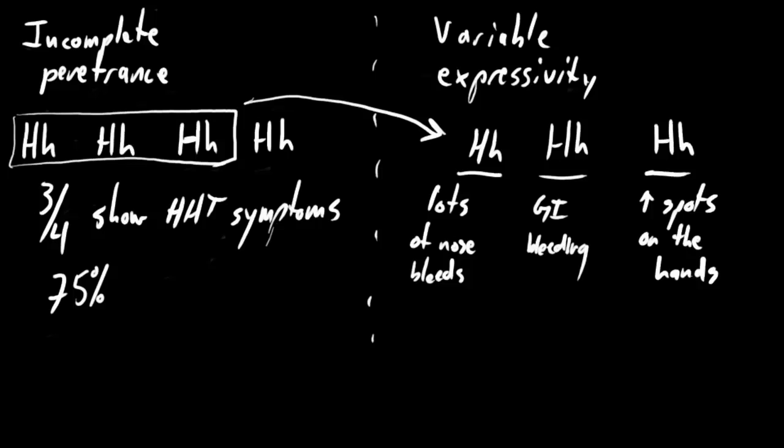So with that, we wrap up the first part of the discussion about the genetics of HHT. We talked about some basic principles from chromosomes to genes to diploid organisms. We also talked about the difference between a genotype and a phenotype, how autosomal dominant diseases can manifest as either a haploinsufficiency or a dominant negative effect. And finally, we talked about incomplete penetrance and variable expressivity.